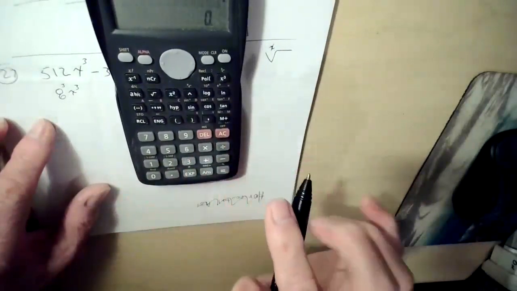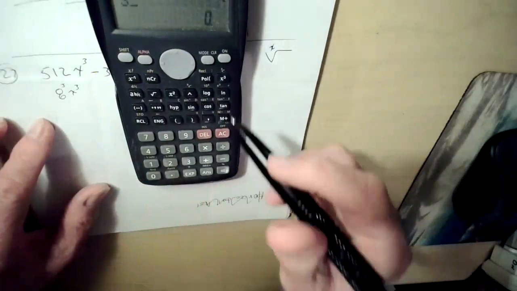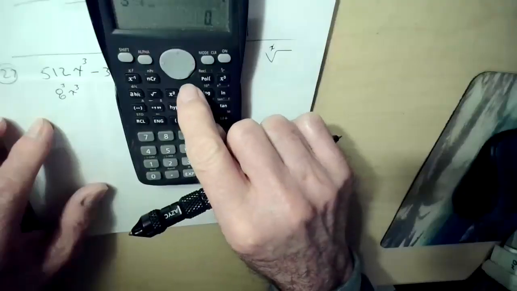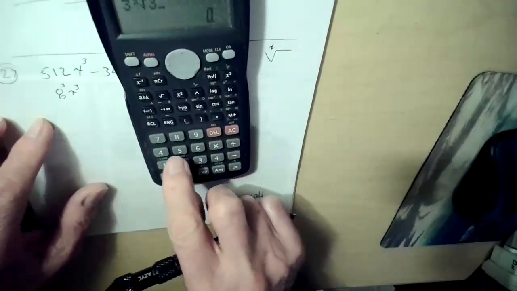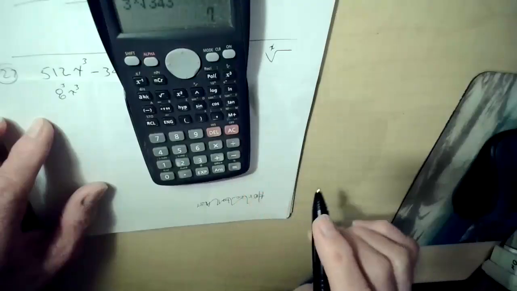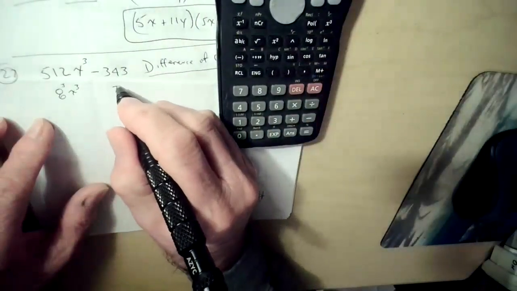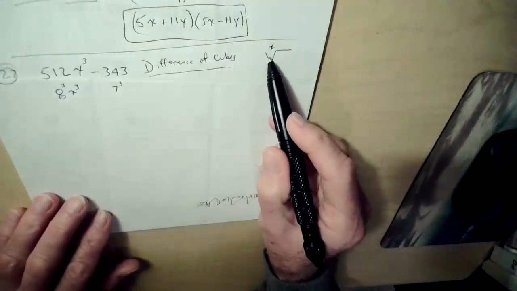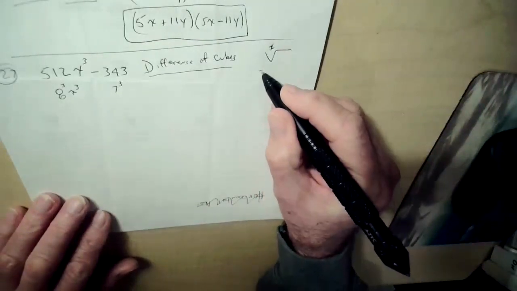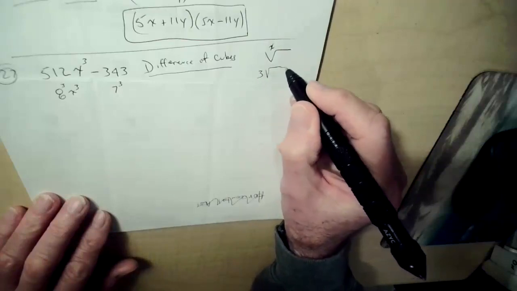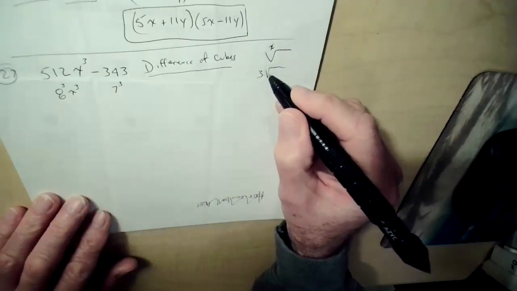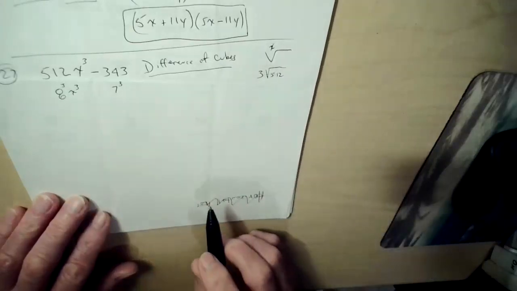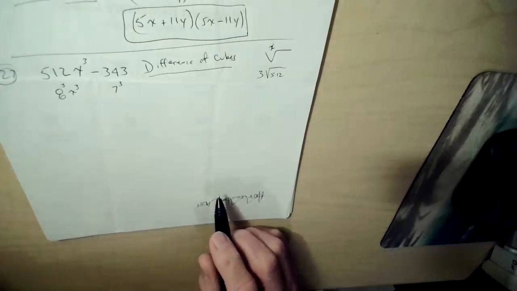So this is 8, this is x cubed. Now 343, again, you hit 3, then the cube root symbol, 343 is 7. Right? Right. So you put 3 and then this symbol, because it tells you the cube root of this, and then the 512 and it equals 8.